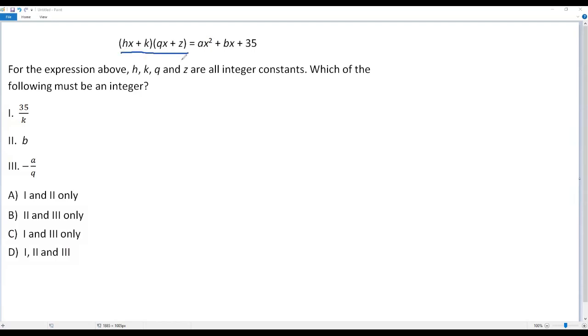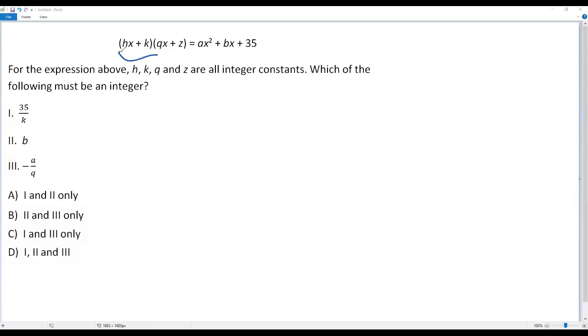(hx + k)(qx + z) = ax² + bx + 35. For the expression above, h, k, q and z are all integer constants. Which of the following must be an integer? Here we have three statements. Among these three, we have to find the integers.